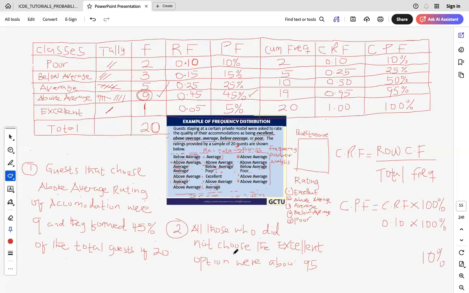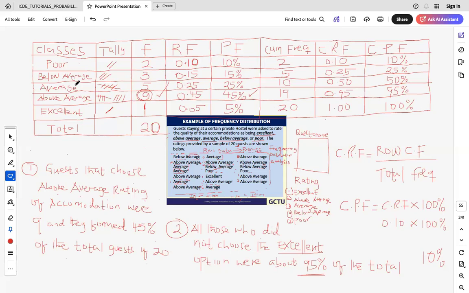All those who did not choose the excellent option were about 95% of the total. Look at another information I'm extracting, and I'm going to show you where you can see it in the table. All those who did not choose the excellent option were about 95% of the total. How did I get this?